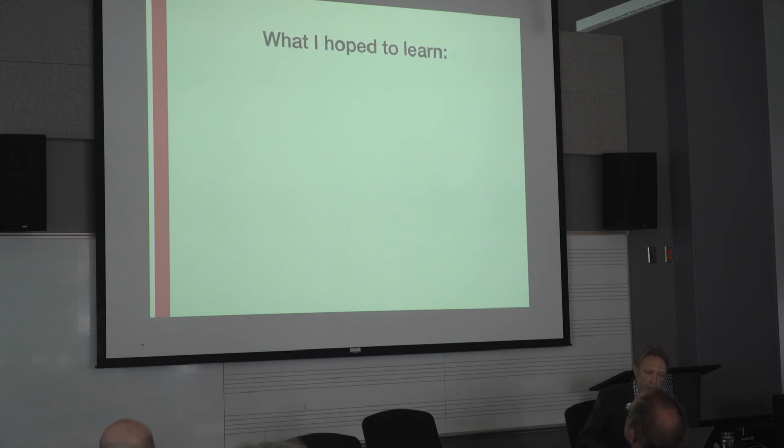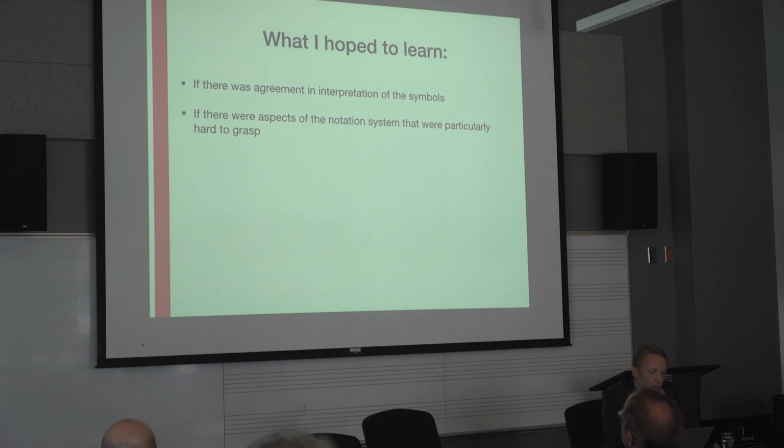And what I hoped to learn was if there could be some sort of agreement in the interpretation of the symbols, and if there were aspects of the notation system that were particularly hard to grasp for the students. They were all composition students, bachelor students in the first year. Some were electroacoustic composers and some traditional or classical or Western contemporary. We have weird category naming and stuff. Western art music.